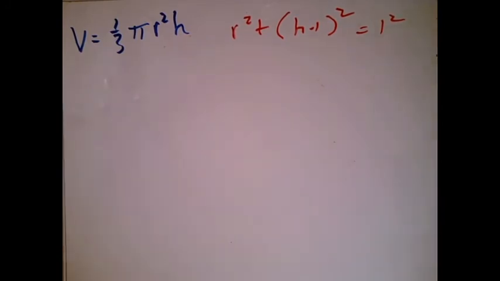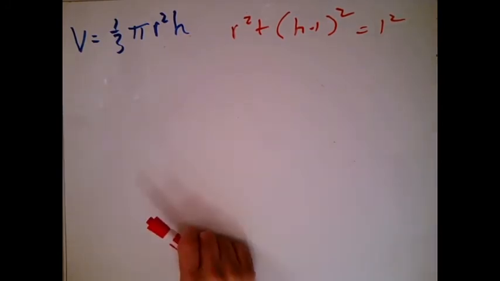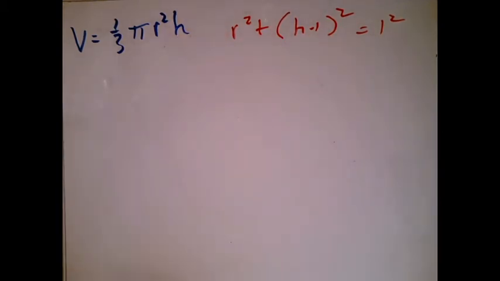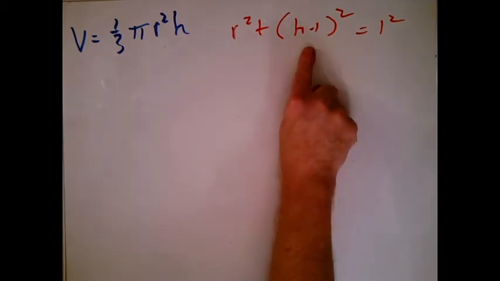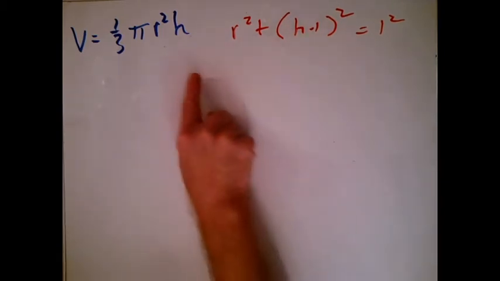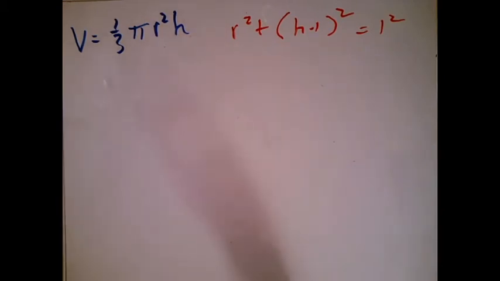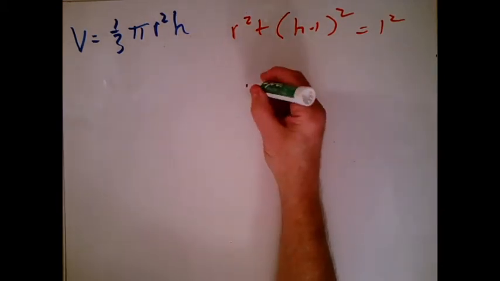Now, what do we want to do? The idea with all of these is to somehow solve for something here and plug into here so we get something of just one variable. Now, if I solve for h here, I'm going to have square roots all over the place, and I don't want to plug those square roots into here. That will just stink. So what I'm going to do is solve for r squared instead.